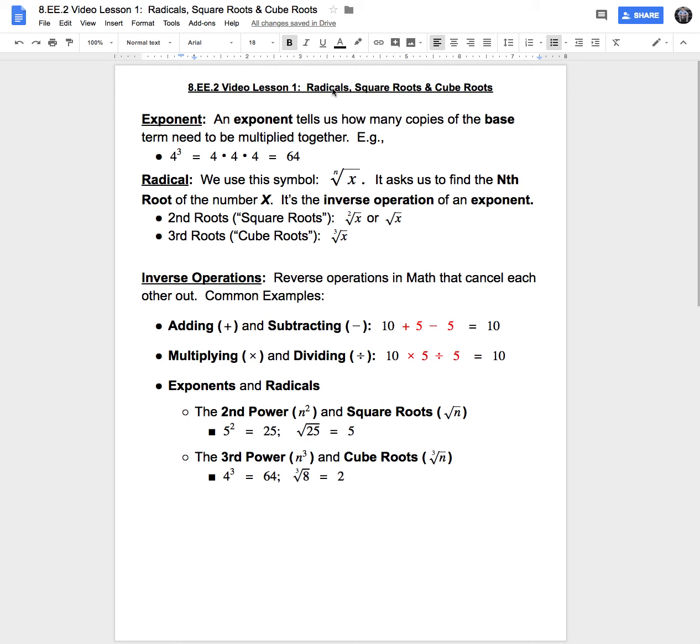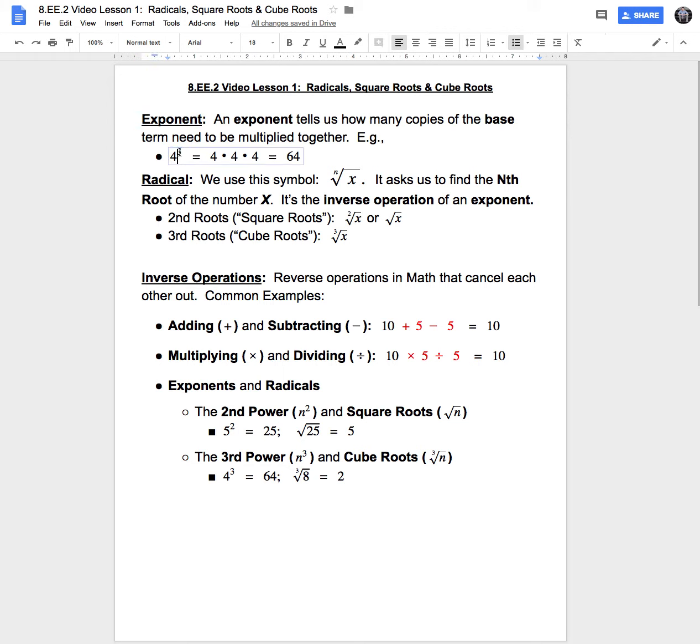In this video, we will discuss radicals, square roots, and cube roots. Before discussing what a radical is, we want to first remember what an exponent is. Recall that an exponent tells us how many copies of the base term need to be multiplied together. So in our example here, we see 4 with a little 3 above it.